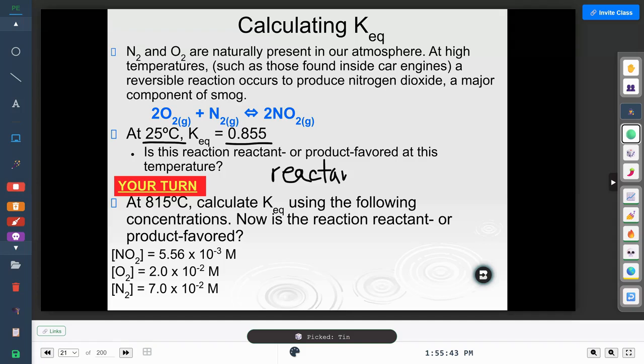Now, at 815 degrees Celsius, we can now calculate KEQ using these concentrations. So we're going to have to come up with our formula, right? So let's have gallium come up with our formula for this K.